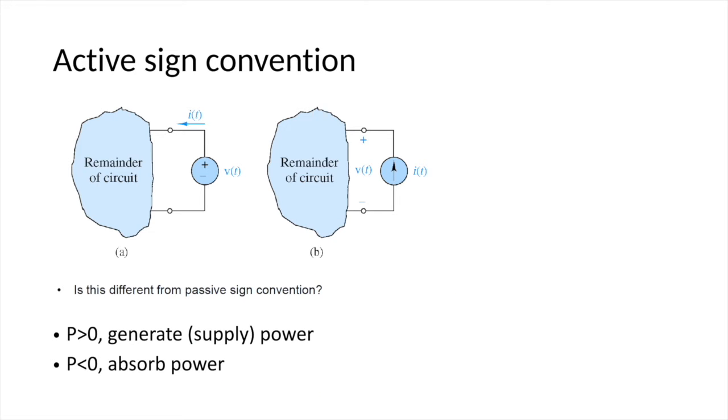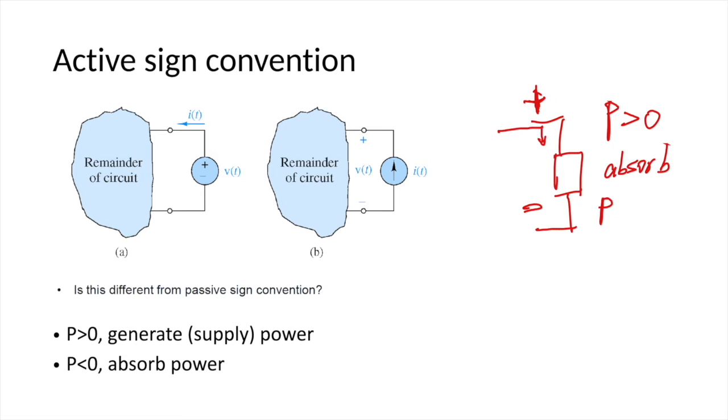In the previous lecture, we talked about the passive sign convention. Do you remember the passive sign convention? For an element, the current flows through the positive terminal, and if the power is greater than 0, it is absorbing power. If the power is negative, it is supplying power. This is the passive sign convention. Usually the passive sign convention is used for passive elements.